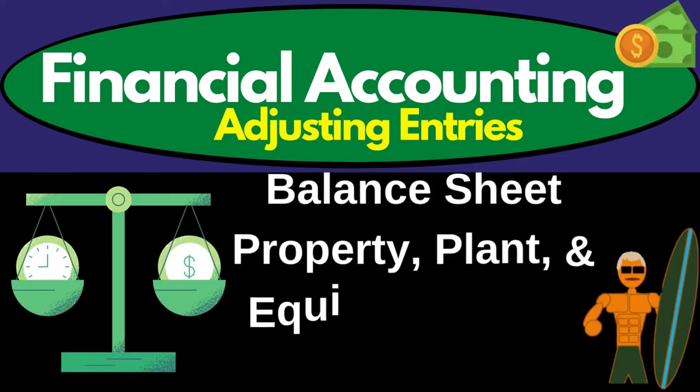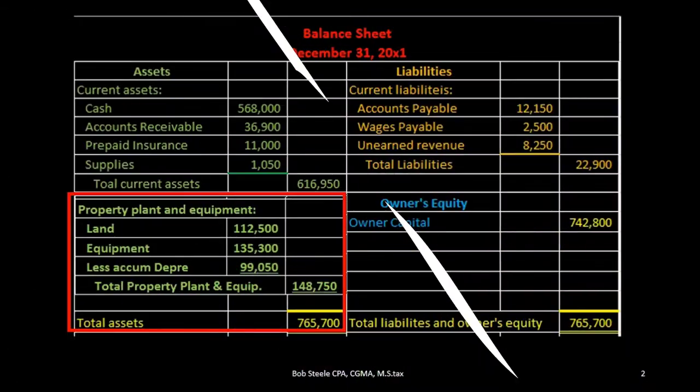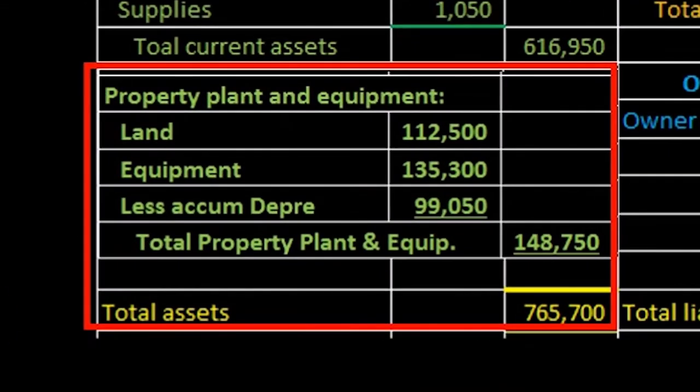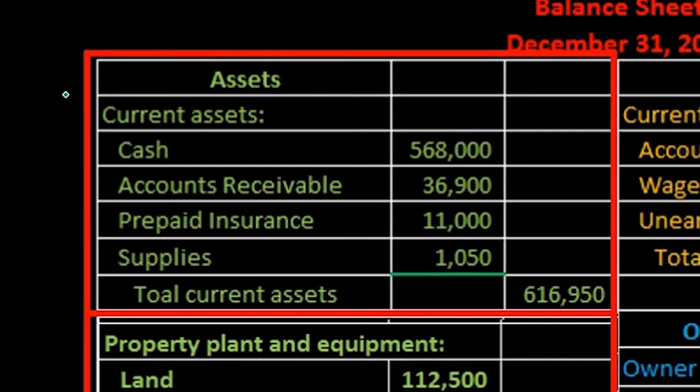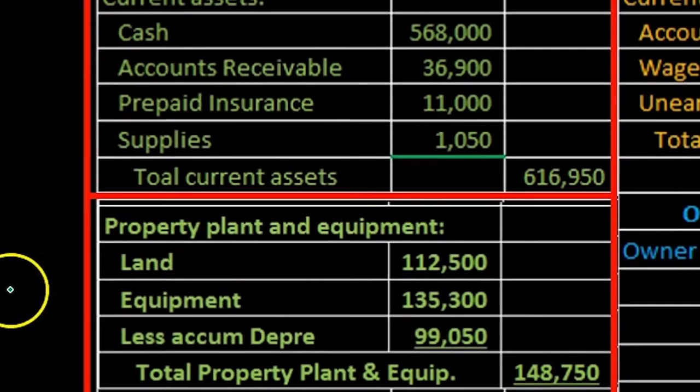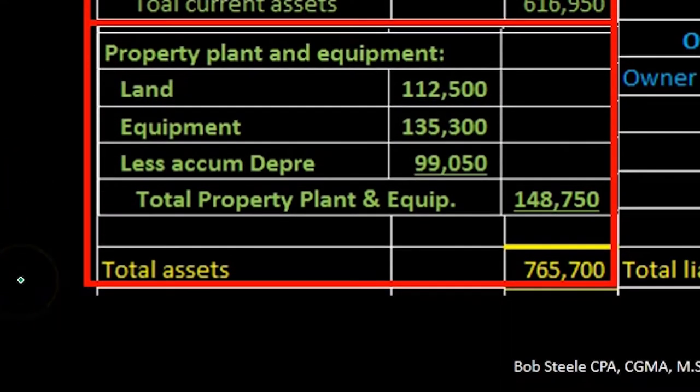Hello, in this lecture we're going to put together the section of the balance sheet of property, plant, and equipment from the trial balance. Property, plant, and equipment will be part of the assets. It's going to be the subcategory of assets. We talked last time about the creation of the current assets, and now we'll be moving on to property, plant, and equipment, which will then sum up everything for total assets.